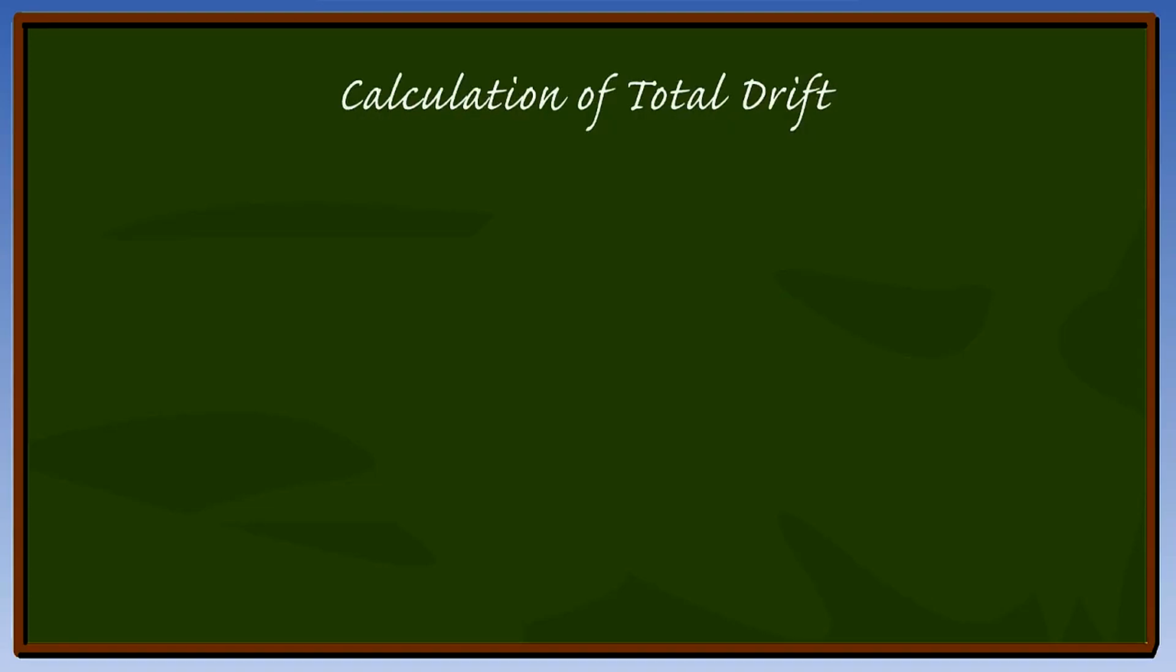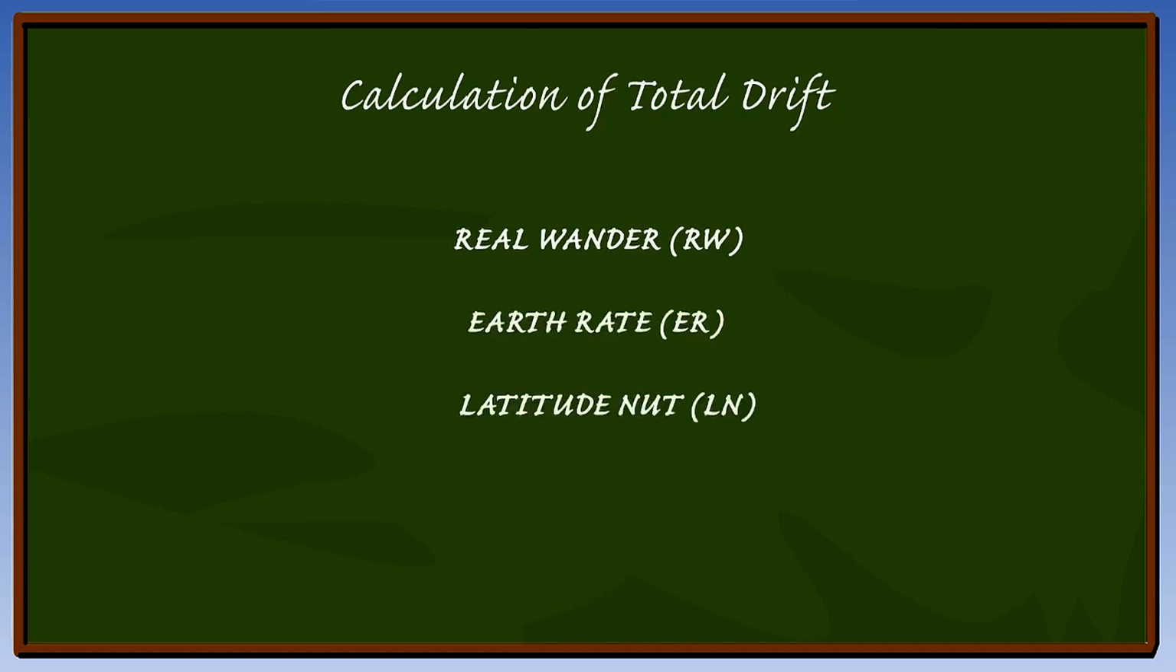Questions often arise which require the total drift experienced by a DGI to be calculated. Provided the concept of real and apparent wander has been understood, the calculations are quite straightforward. The factors we will have to consider in calculating total drift are real wander, the earth rate, the effect of the latitude nut, and transport wander in an easterly or westerly direction.